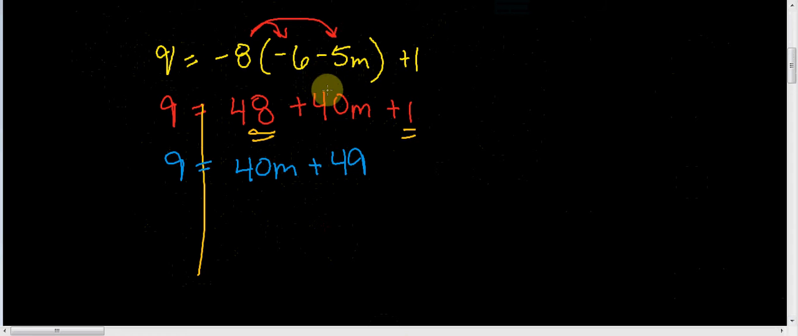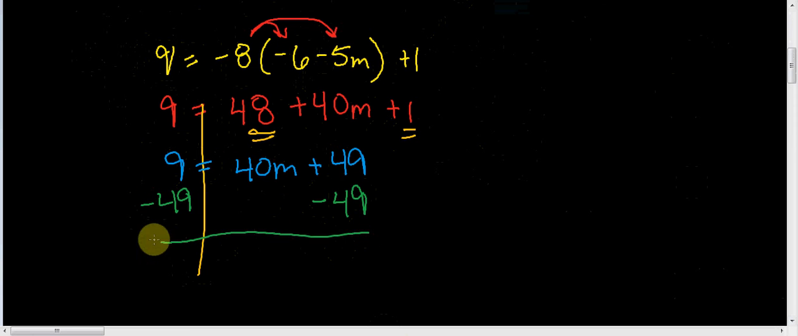Alright, from here I have 2 steps and then I'm done. So let's go ahead and do those 2 steps and get an answer to the equation. So I start on the side with the m, and I do the opposite, minus 49. Alright, that gives me negative 40, which is equal to 40m.